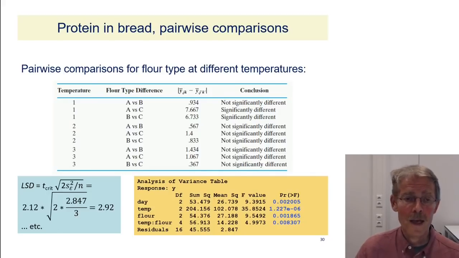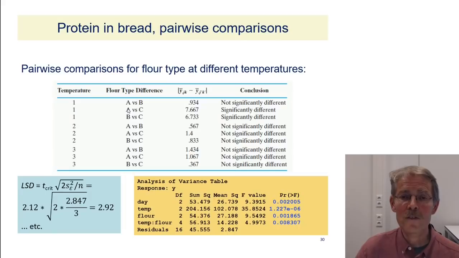And the critical value, 2.12, same story as before, 0.025 for your alpha in the table, and the degrees of freedom are 16 in this case from the error line. 2.847 is the mean square error that we use here for estimation of sigma epsilon square by the pooled variance. The MSE is the pooled variance. 2.92. So any differences that are in absolute value larger than 2.92 are significant, and there are only 2 here, these 2. All the others are smaller.